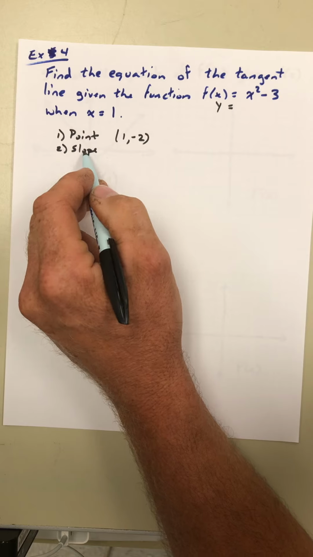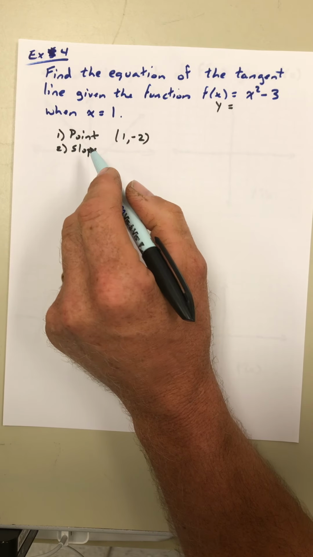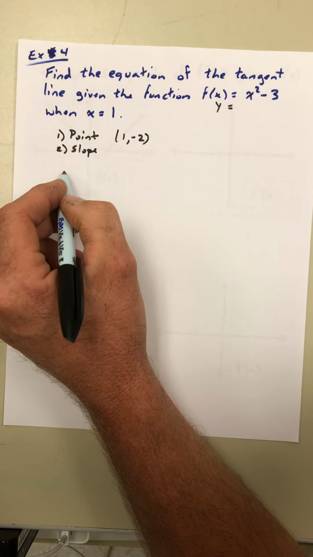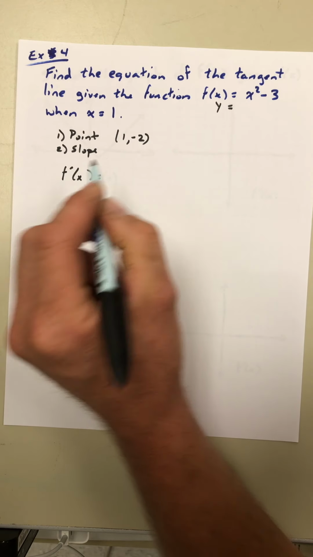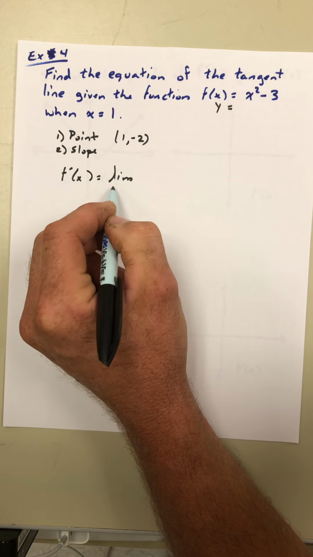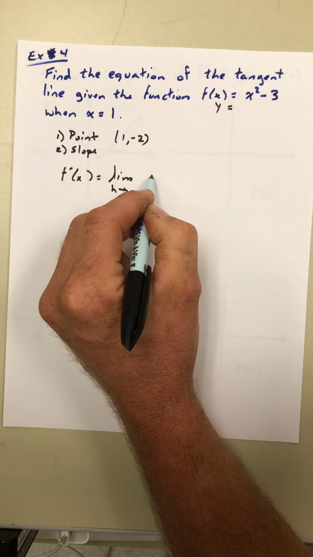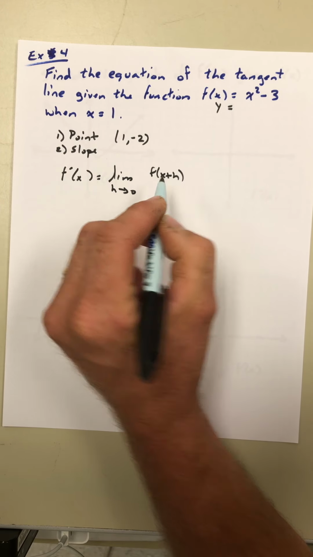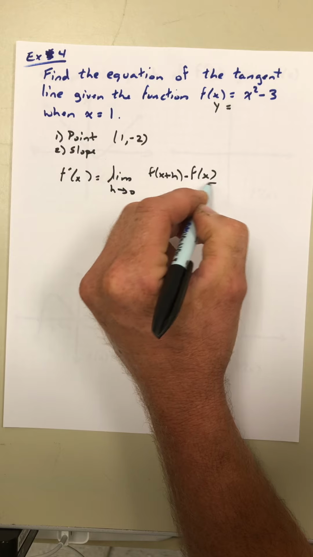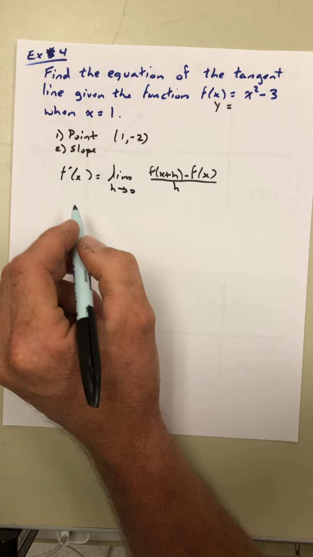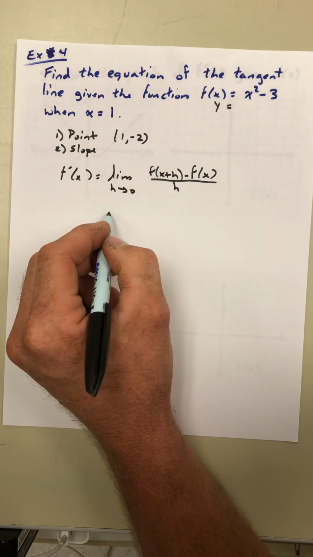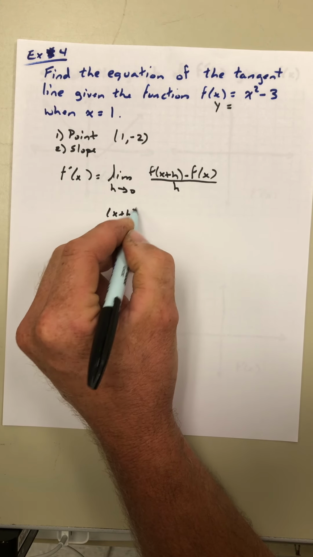How do I find the slope of the tangent line? To find the slope of that, I need to find the derivative. So I'm looking for f prime of x. Remember that f prime of x is the limit as h goes to 0 of f of x plus h minus f of x. You're going to get tired of listening to it, but I'm going to say it anyway, divided by h. So I'm going to plug my x plus h in.